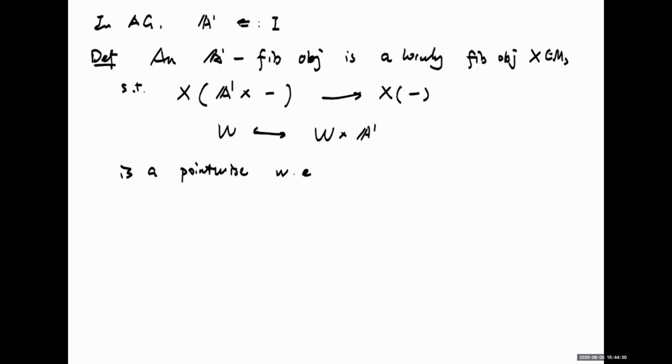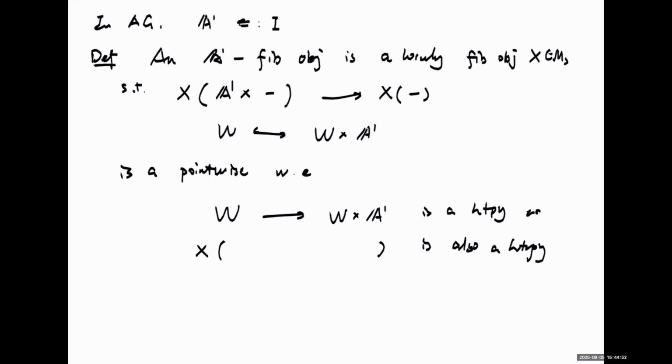Which means that W to W cross A1 is a homotopy, and X applied on it is also a homotopy equivalence. Which means our focus is really the spaces that do not change the A1 homotopy.